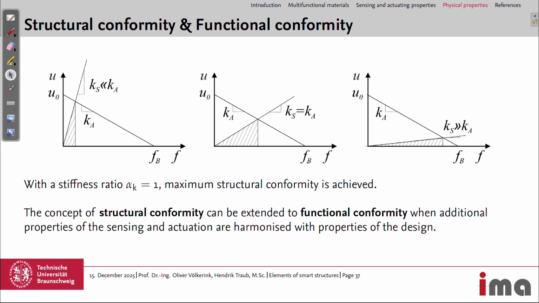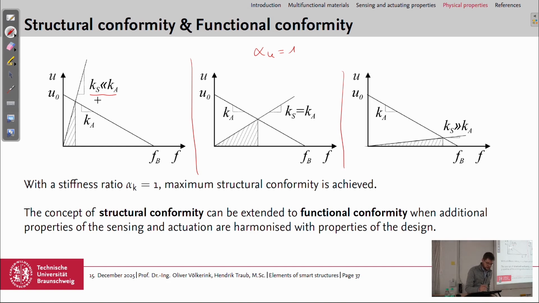Now we have this work diagram for different structural stiffnesses, so different structural materials. And the actuator always has the same spring stiffness. Here in the middle, we have alpha K equals 1. This is the case we saw on the last slide. And in this case, here on the left-hand side, Ks is smaller than Ka. So the actuator is stiffer than the surrounding structure.